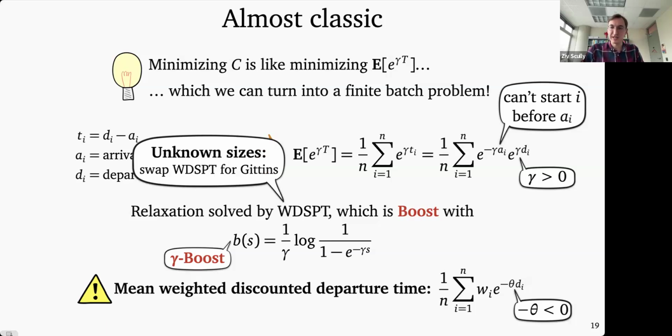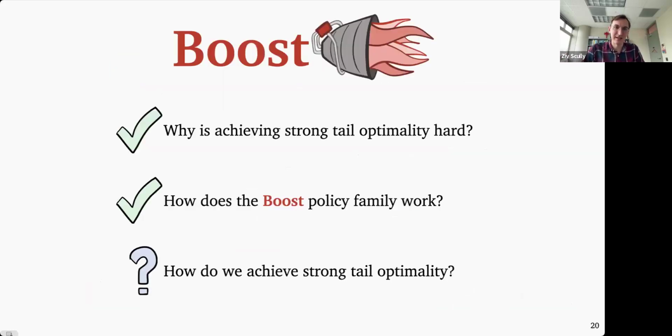Okay, so that's how we achieve strong tail optimality. We look at this batch problem, we find the right boost function. Okay, and then we do a bunch of math, basically some monotone convergence theorems later, and you show that you can get a lower bound by thinking about the batch problem, and that lower bound converges to or matches the C boost that we get as well. So that's how we achieve strong tail optimality.